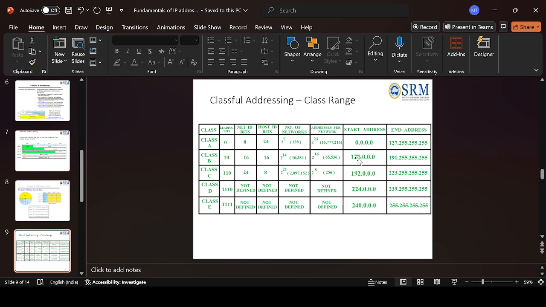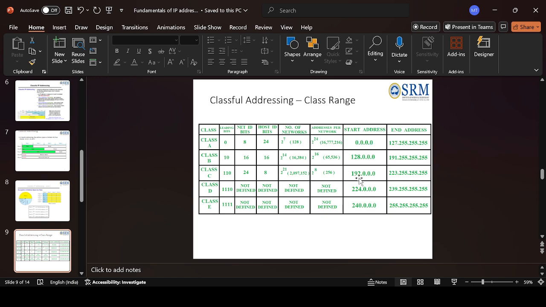And in decimal notation, we'll see what is the starting range for class A, class B, class C, and so on. So in class A, it starts with 0.0.0.0 and ends with 127.255.255.255. Usually this 0.0.0.0 address is not used. When you take any network range, always the first address is assigned for the network and the last address will be used as a broadcast address.